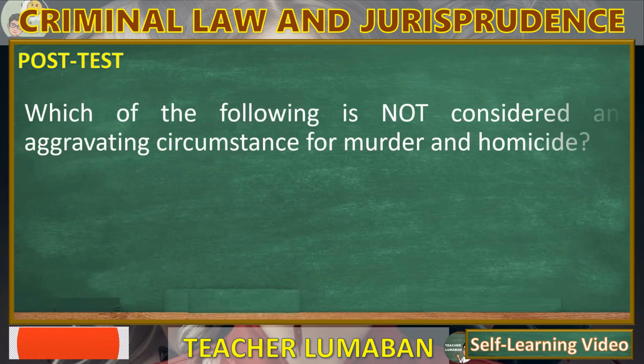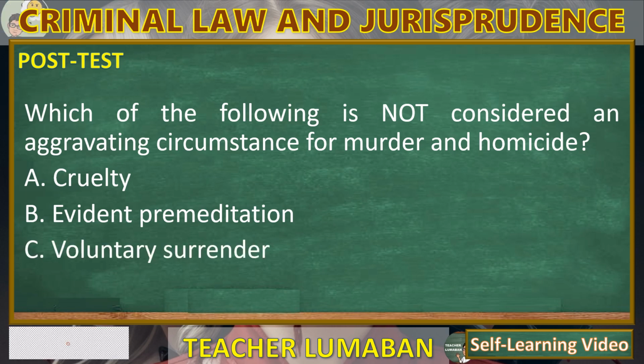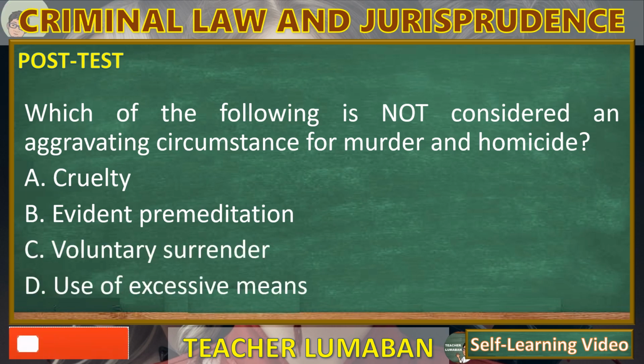Which of the following is not considered an aggravating circumstance for murder and homicide? A. Cruelty. B. Evident premeditation. C. Voluntary surrender. D. Use of excessive means.